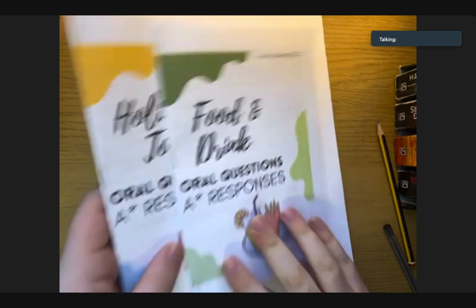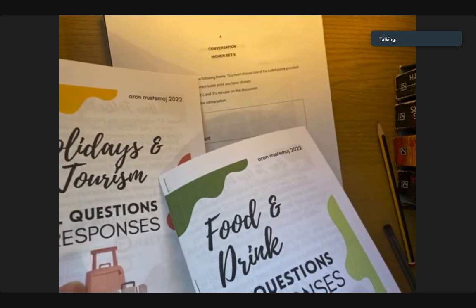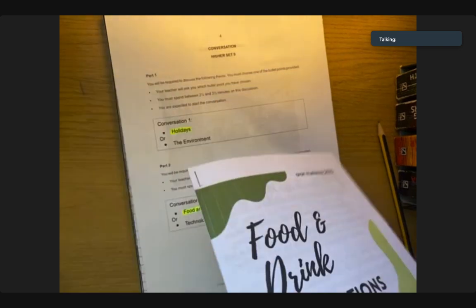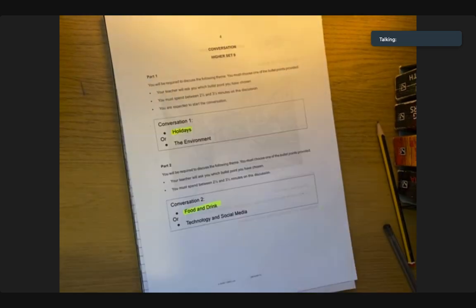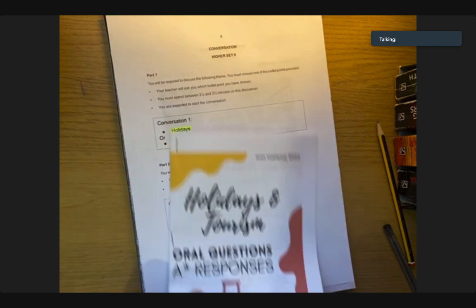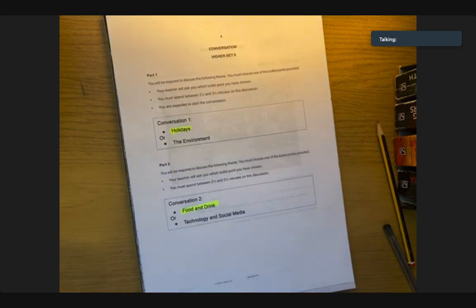So for the first one, you've got holidays and tourism. I will not be using these, by the way, just so you know. You've got holidays and tourism, and then you've got food and drink. I'm just going to show you what they look like on the inside to begin with. So actually, we'll go for food and drink because that one looks nicer.